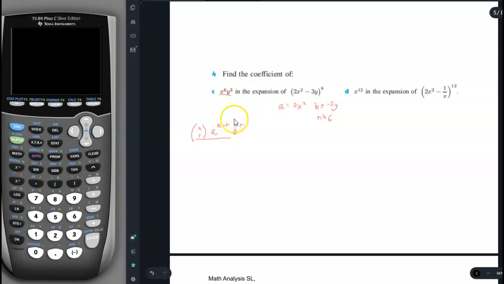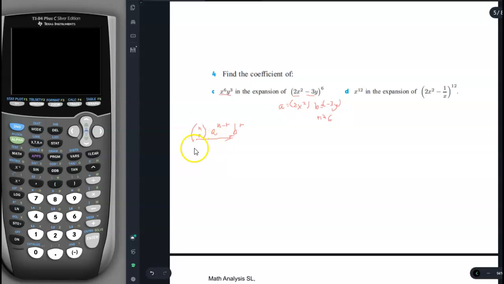So what we're going to do is fill in the general term formula using a, b, and r. So our a value is obviously 2x squared. Our b value is negative 3y, right? And our n value is 6. What is our r value? We don't know, but we're going to find that out using the algebra method.